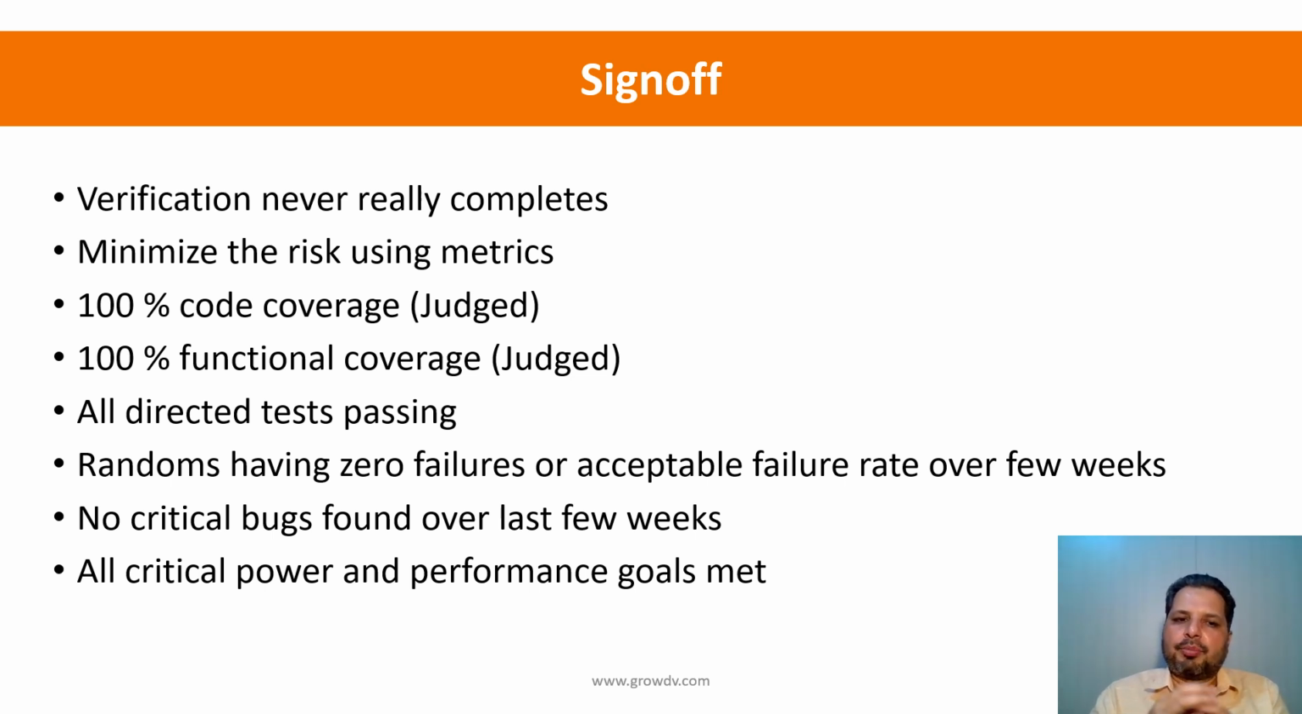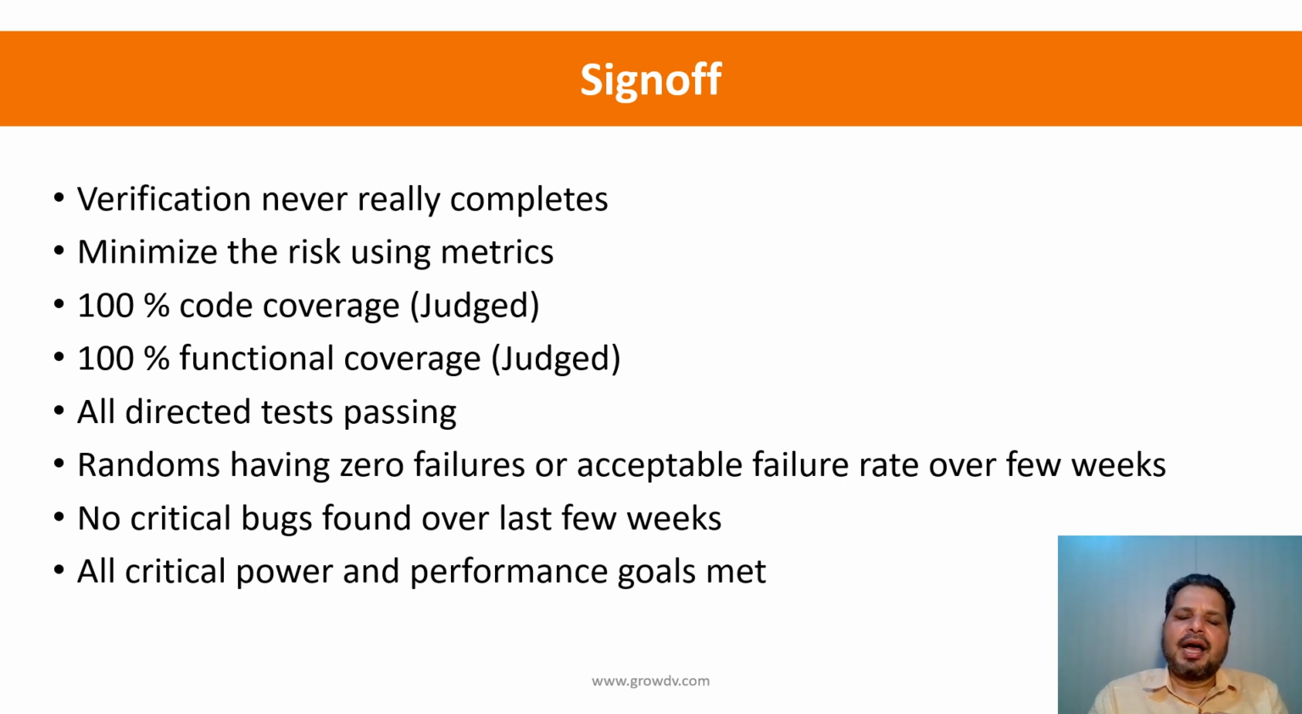So typically you rely on code coverage, like it should be 100% code covered. And here also what happens is it may not really become 100%, so you have to judge a few code coverage holes, whether they are really relevant. If they are not relevant, then you can waive them. So that's why the judged code coverage should be 100%. Similarly, for the functional coverage, it should be 100% functional coverage. And then all your directed tests should be passing. Directed tests should be 100% passing.